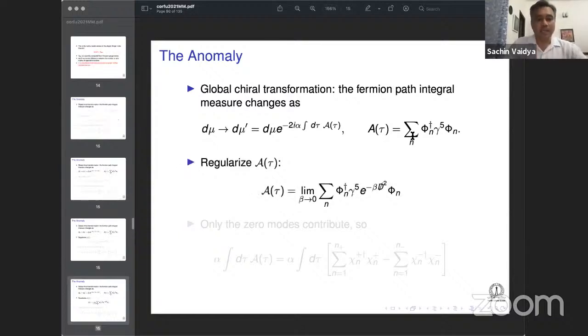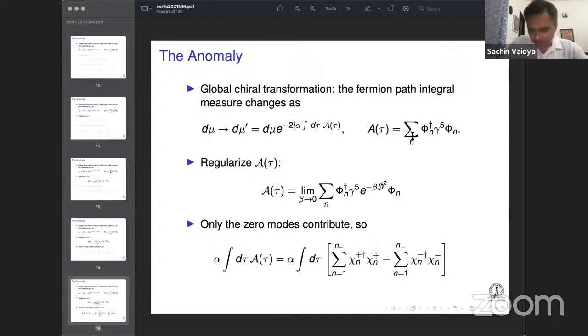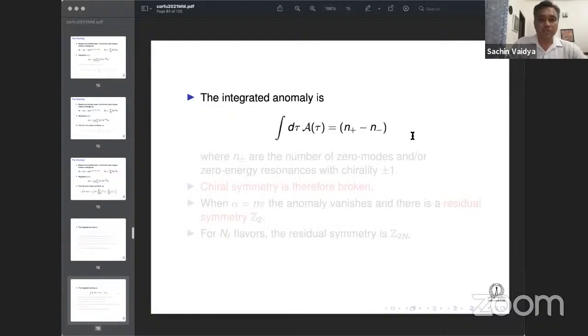So we regularize A, as was taught to us a long time ago by Fujikawa. And with a little bit of work, you can show that only zero modes contribute to this. So at the end of the day, this contribution to the integral of A over d tau is simply the number of positive chirality zero modes minus the number of negative chirality zero modes. So this is our integrated anomaly.